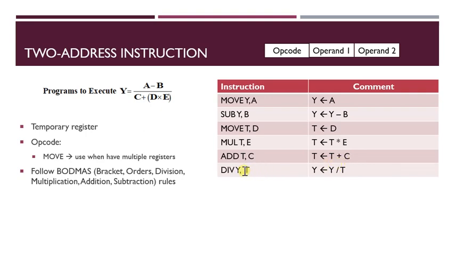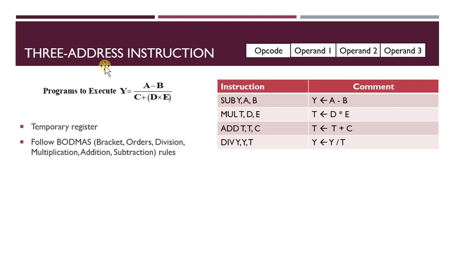After that, the last one is to do the division. So you need to do division, all right? Y with the temporary register. Right? So Y will receive the result of the division, Y divided by T. Right? So basically T already has the value of the denominator and Y already has the value of A minus B. So you do the division Y divided by T, and this is how you do the two address instruction.